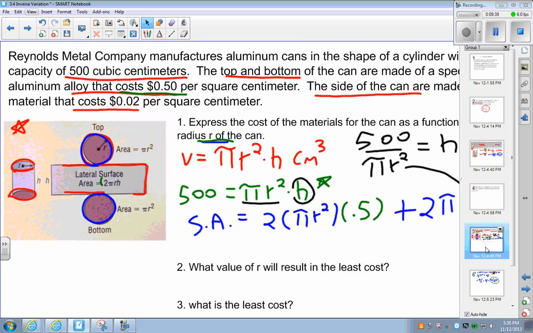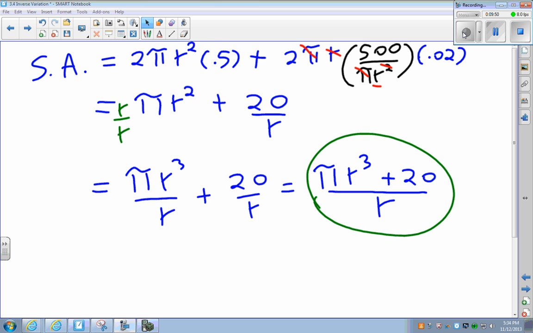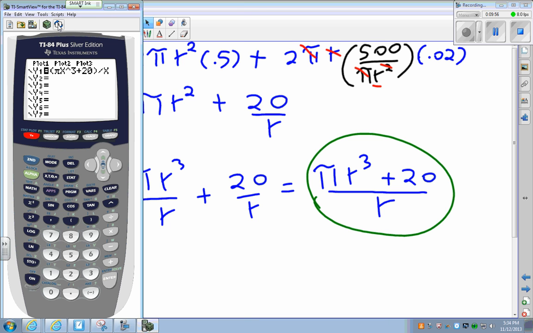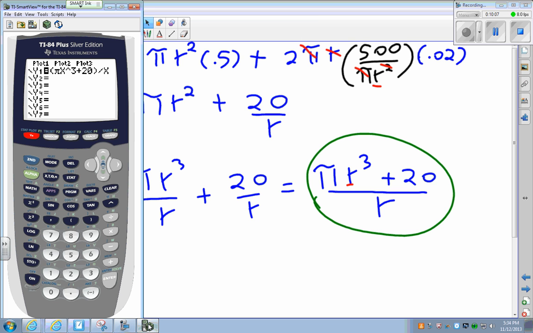And number 2 is asking us, what r will result in the least amount of cost? Now, to determine this, we need to find the minimum in our graphing calculator. What I did here is I put our function into our calculator, and I changed r into x and put it in for y1. I changed the window to get rid of all negative x and y values because it doesn't really make sense to have a negative x or a negative y, and then graphed it.